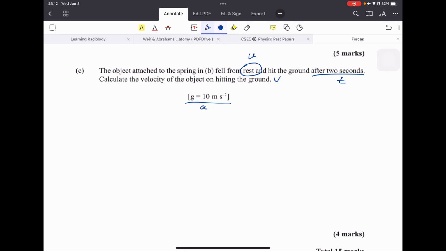Okay, so we have a number of different formulae that we could use there, right? We want to find v. So we have v is equal to u plus at. I think that one is going to be the easiest one. 0. Okay, so you get 20 meters per second.